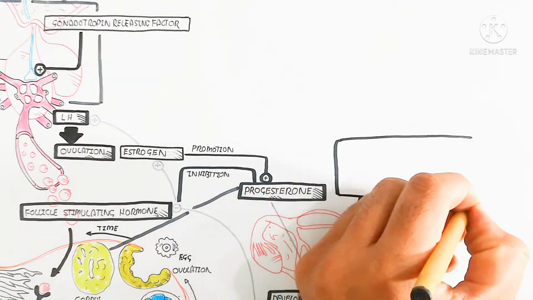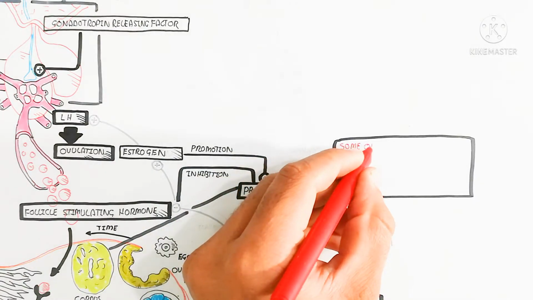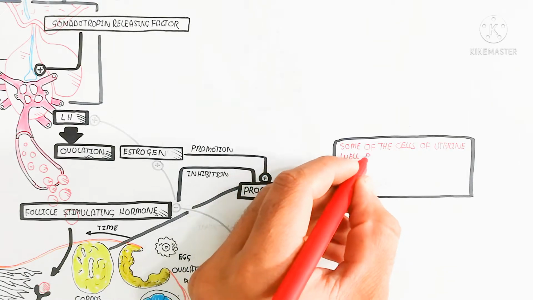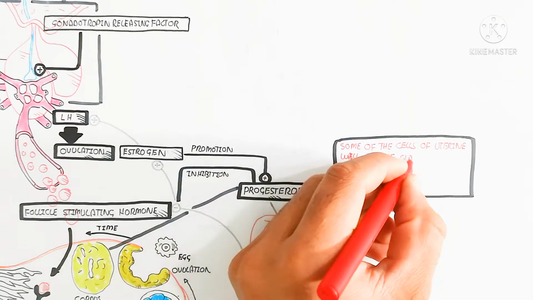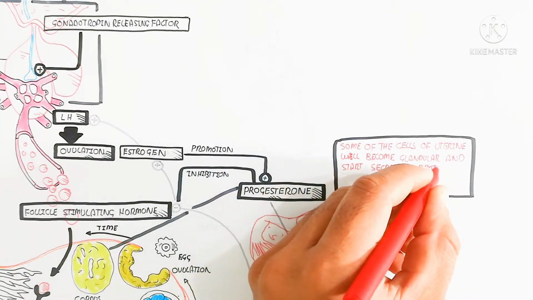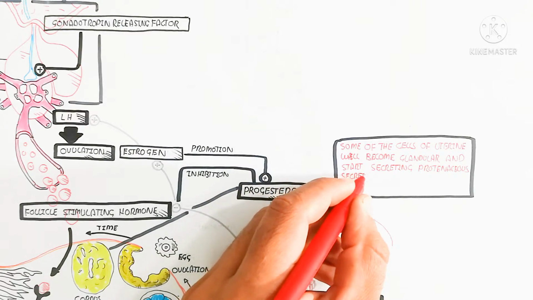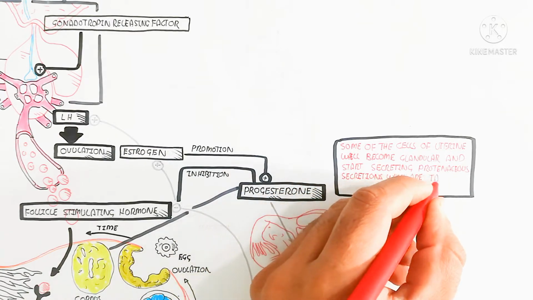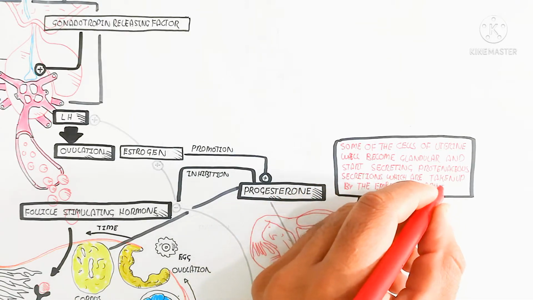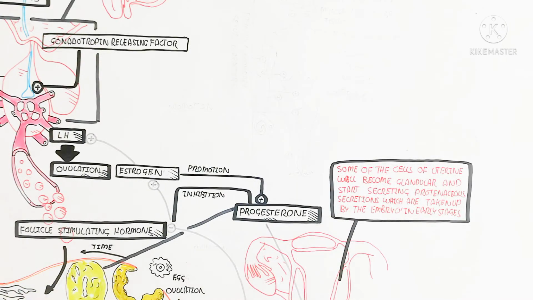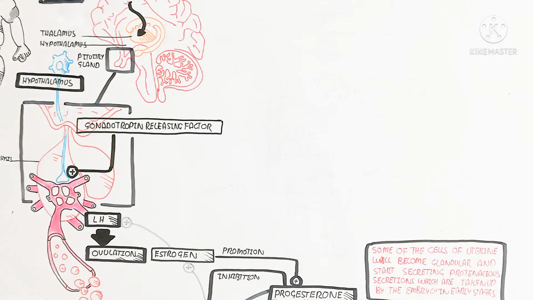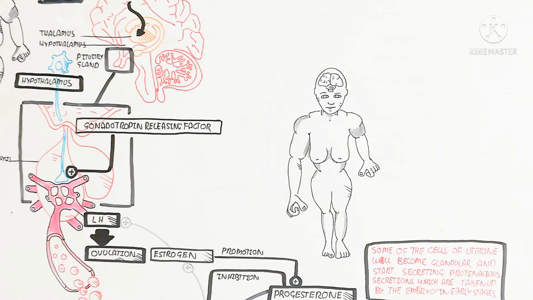And in this way you can see the endometrium will be vascularized, and some of the cells of the uterine wall become glandular and start secreting proteinaceous secretions, which are taken up by the embryo in the early stage. So during cleavage formation, blastula formation, and gastrula formation, the fetus uses this proteinaceous secretion for nourishment.